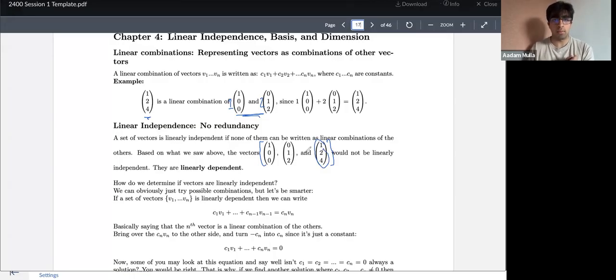So this would not be a linearly independent set. This would be a linearly dependent set. Okay. How do we determine if vectors are linearly independent? Feel free to read this explanation.